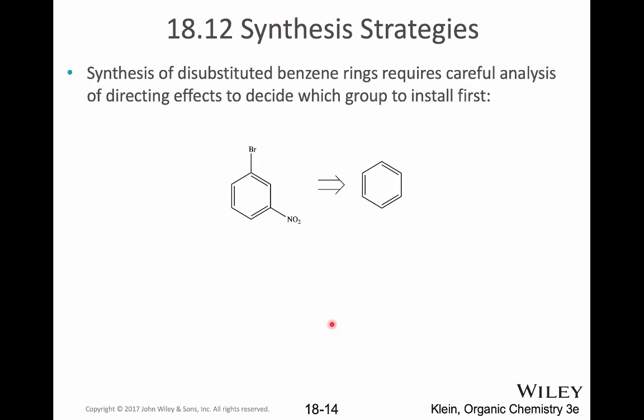So these are retrosynthesis problems. For example, how do we make meta-bromo-nitrobenzene from benzene? And again, when the product is a di-substituted aromatic ring, you have to think about which one you want to install first, and that's based on the relationship between the two groups. If the two groups are ortho or para to each other, you want to install an ortho-para director first, right?